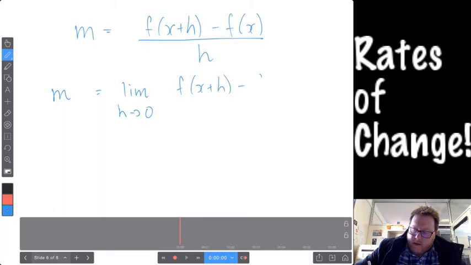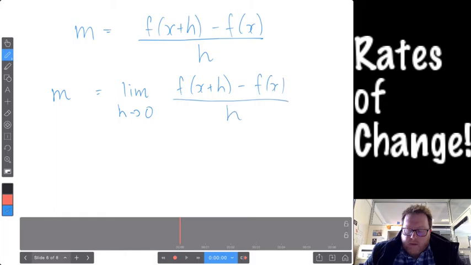Now, this terminology here, lim is short for limit, and the h arrow 0 says h is approaching 0. So what we're really saying is that as h approaches 0, what is this value changing? Now, we're not setting h equal to 0. We're just letting h approach 0. If we set h equal to 0, our gradient wouldn't work at all. So we're just letting h approach 0, and we're looking at what's happening to the gradient as h gets teeny tiny.